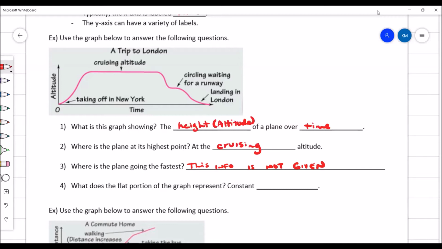Okay, number 4, what does the flat portion of this graph represent? And depending on what the axes are measuring, the flat portion will mean different things. In this case, the axis is measuring altitude or height. So when our graph is flat, what's happening is we have a constant altitude. This is a time where our plane is not going any higher or any lower. Okay, so it's a constant altitude or constant height.